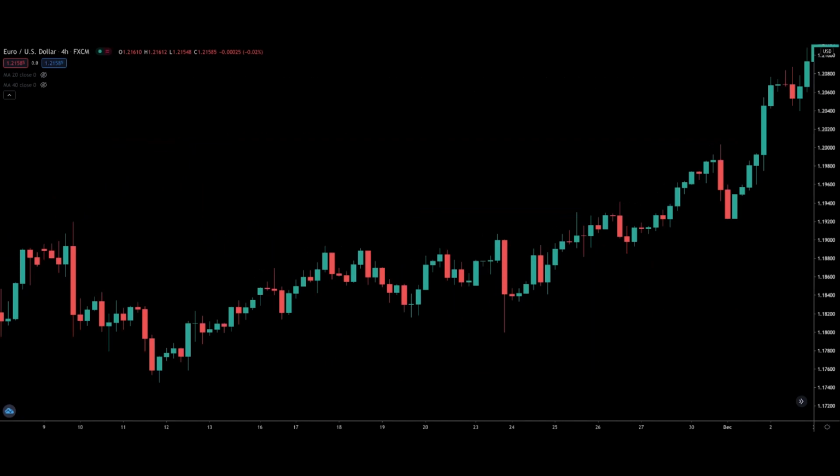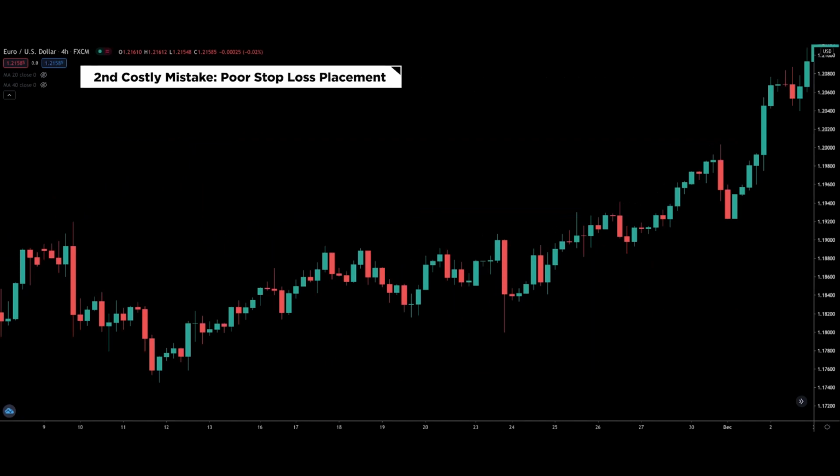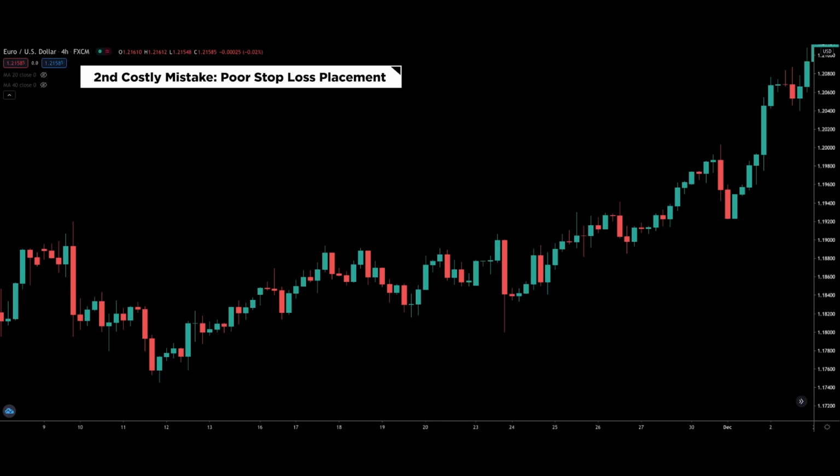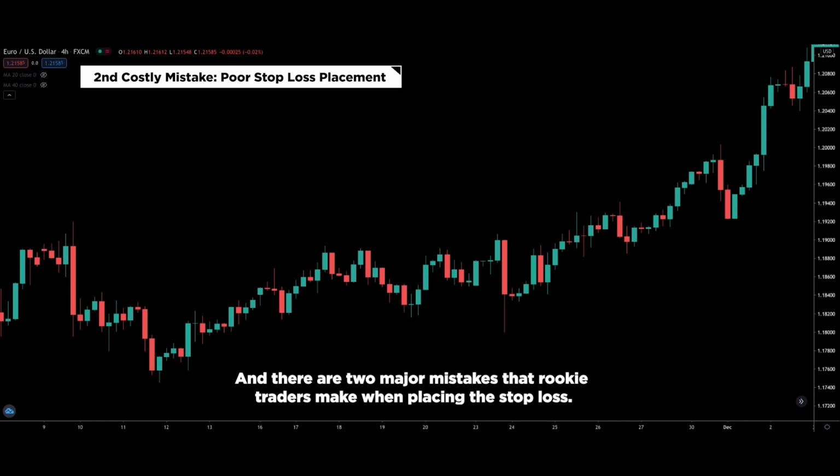Now, I want to move on to the second mistake, which probably caused traders a lot of pain. So if you want to avoid losing money, then stick around. Because this second price action mistake has to do with poor stop loss placement. And there are two major mistakes that rookie traders make when placing their stop loss. The first is using too tight a stop loss.